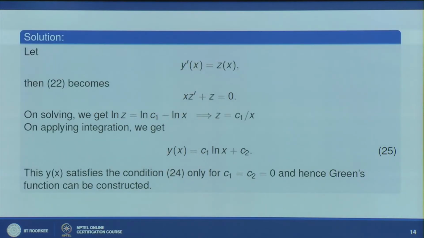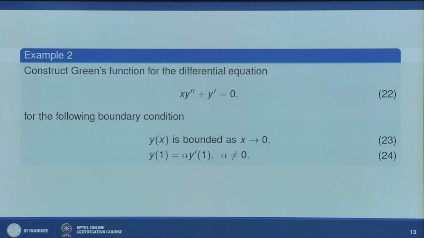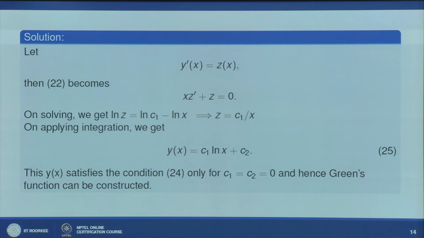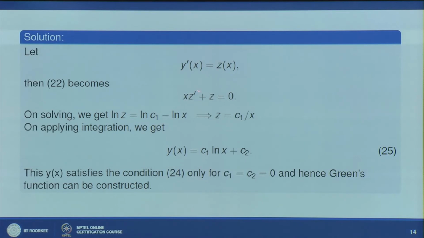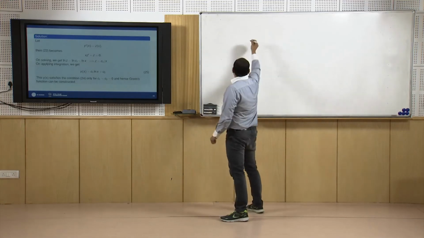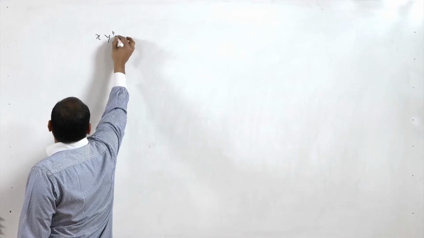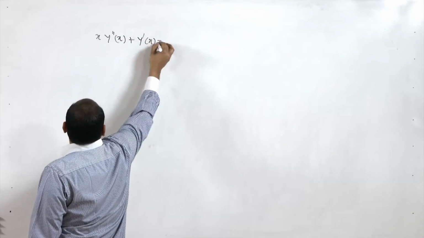So first of all, to construct our Green function, which is a solution of L of G equal to 0, where Ly is defined as x y double dash plus y dash equal to 0, we try to find the solution of this particular differential equation. Here we assume that y dash(x) equal to z(x), and then this can be transformed into x z dash plus z equal to 0. So here we have x y double dash(x) plus y dash(x) equal to 0.